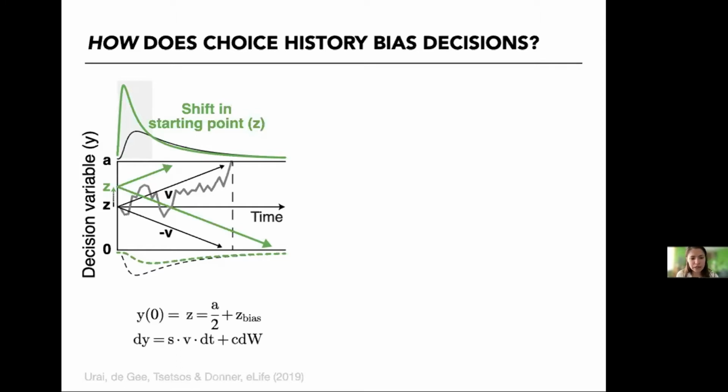Now, for those of you that like equations, here's a differential equation to show where this bias enters into the decision process. If you see my cursor, you can see the beginning of the integration process is biased by adding this z-bias term, but the evidence integration itself only depends on the sensory evidence and the drift rate over time, plus some noise. If you're not into equations, totally fine, just look at the graphs.